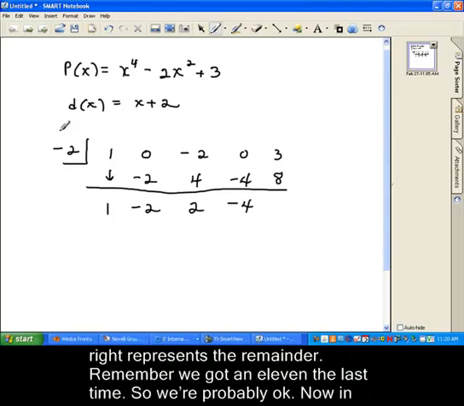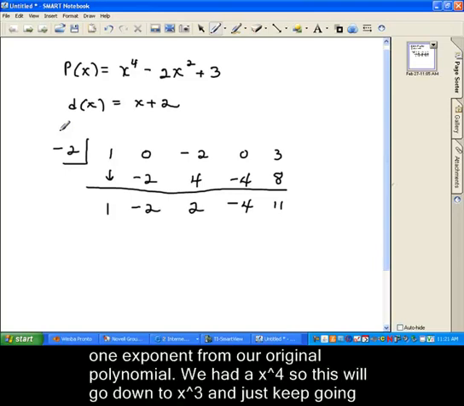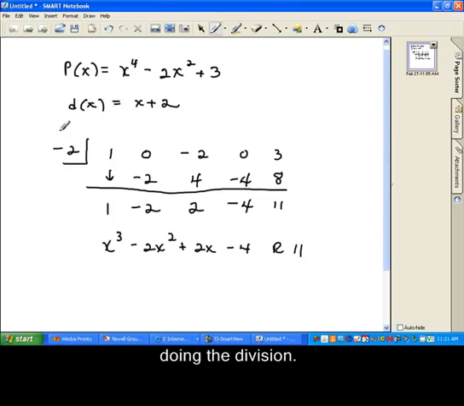The number on the far right represents the remainder. And remember, we got an 11 last time, so we're probably okay. Now, in order to get our answer, which was the answer on the top of the long division problem, we go down one exponent from our original polynomial. We had an x to the 4th, so this one will go down to an x to the 3rd and just keep going down from there. So here you see we end up with the same answer we got before. That's just two ways of doing the division.